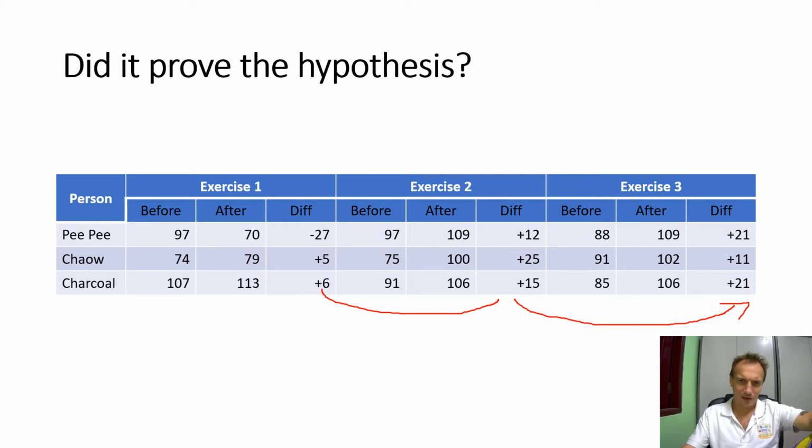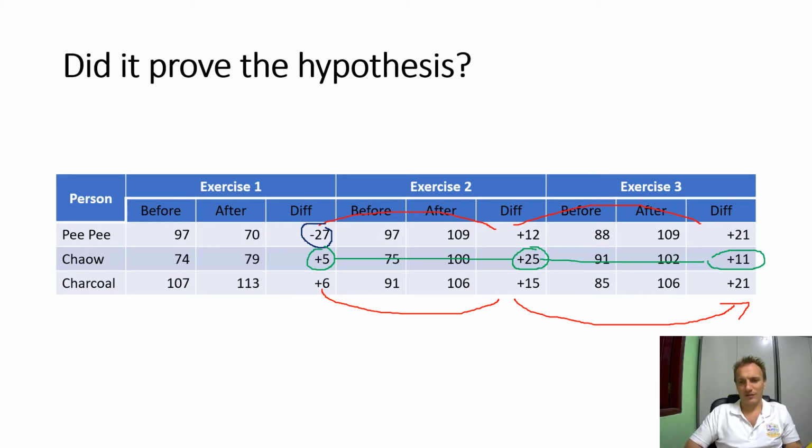For Tono, it did go up, but there is a problem result. This first one of -27. This should not have happened. If he had a resting heart rate of 97, after walking, his heart rate should have gone up, not gone down. So we have a small problem with those results. For mine, well, they did go up, but not by what we would expect. The second one went up more than the other. So we can say it partially proved the hypothesis, but there are some mistakes.